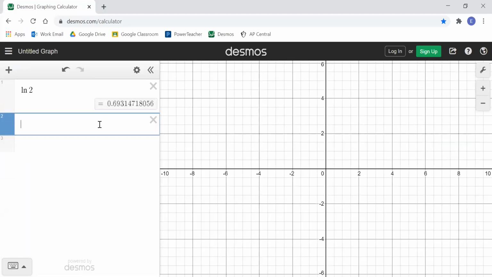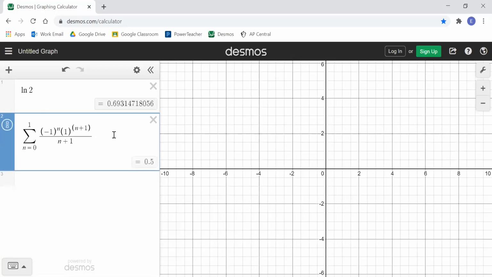And then we can put in our sum, right, from n equals 0, to, let's just start with 1, just so we can see the progression of it. And our series that we're now looking at is -1 to the n, 1 to the n plus 1, which we really don't need to write in because 1 to the n plus 1 is always just going to be 1, but we'll put it in there, over n plus 1.